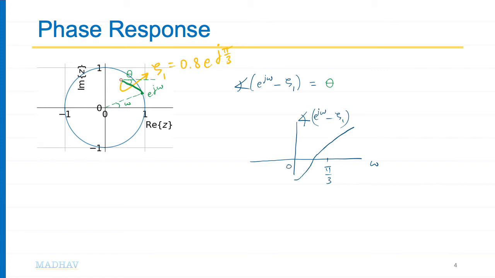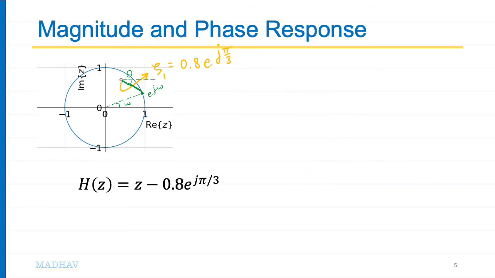Anyways, let's complete this plot. Let's use my program to do this whole plotting. This is my h of z, which is z minus 0.8 e to the power j pi by 3. Why did I write a minus sign here? It should be a plus sign here. I'm sorry, it should be a plus sign here, not a minus sign. Okay, so this is my h of z. This is the correct one.